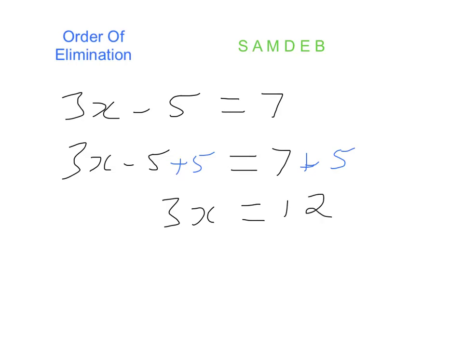And so we need to then eliminate this multiplication. So we divide by 3 on both sides, and we're left with an x here because the two 3's reduce down to 1 on top of 1. It's just 1x, x, and 12 divided by 3 is 4.